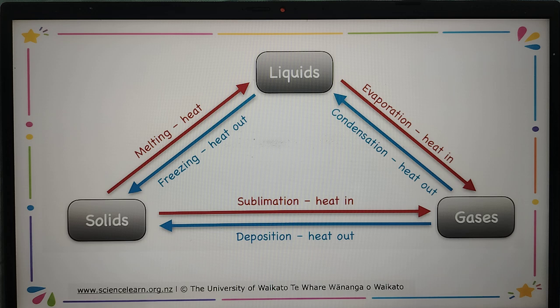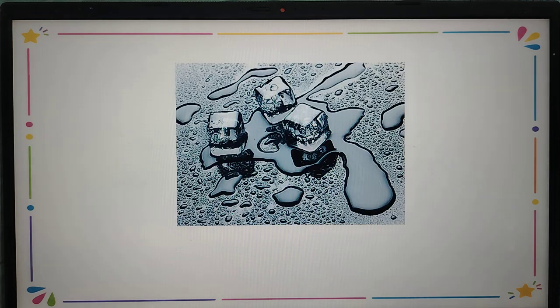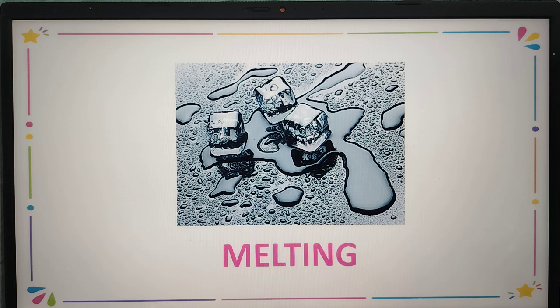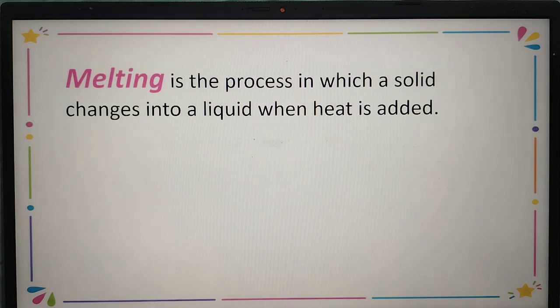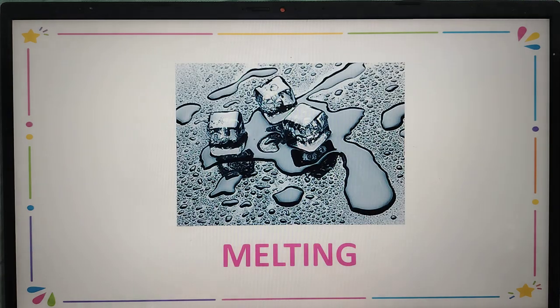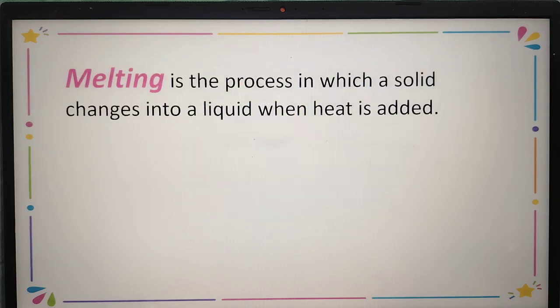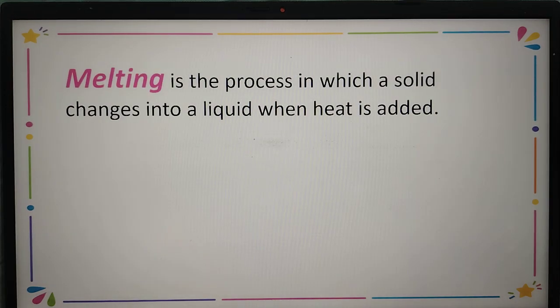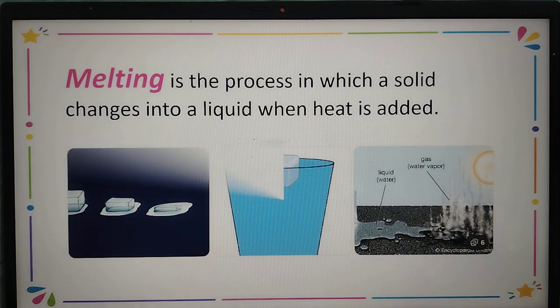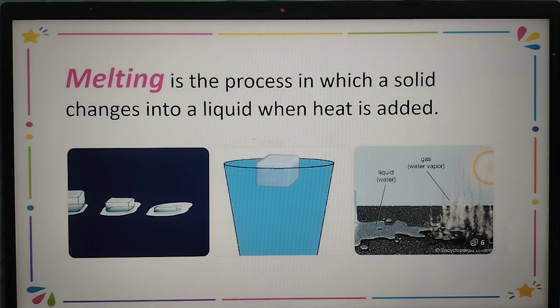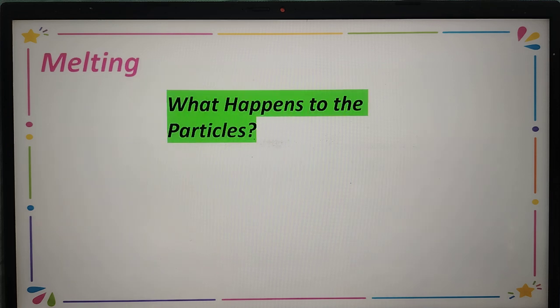Once again, this is our triangle. Let's go deeper. Let's discuss one by one what is all about melting in relation to the heat energy. Melting is the process in which a solid changes into a liquid when heat is added. So this is all about melting. The common example here is ice undergoing melting.